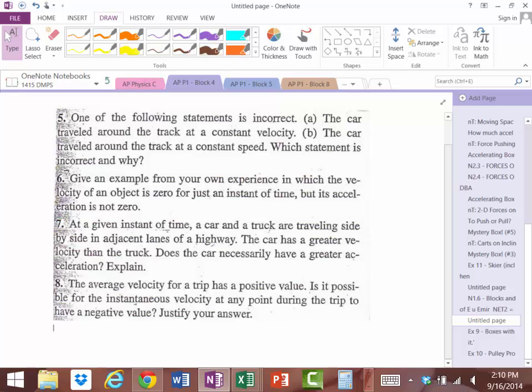Number 8. Average velocity for a truck has a positive value. Is it possible that the instantaneous velocity at any point has a negative value? What did you guys say over here? We said it'd be possible. Sure. Yeah, so when we say average velocity, we're talking about the total displacement over the time, right?